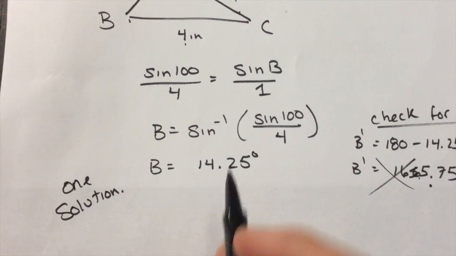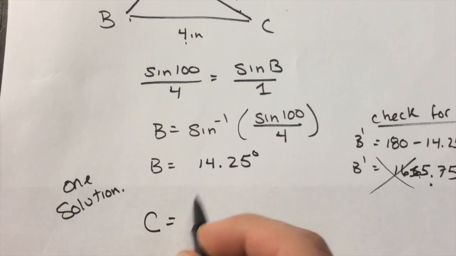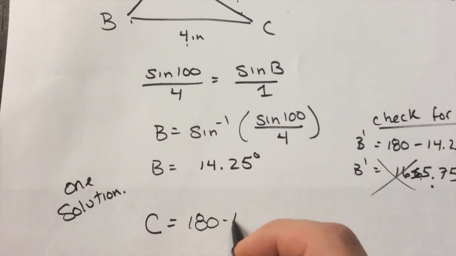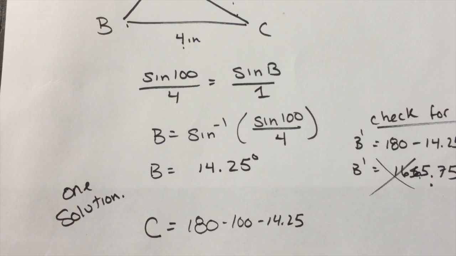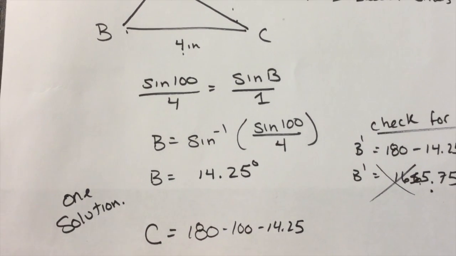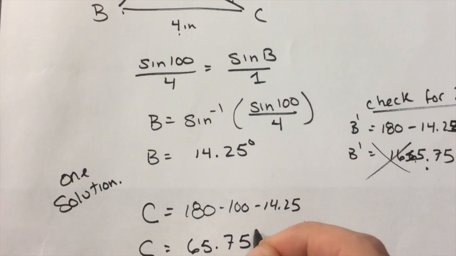So with one solution, we already have B, so I can find C from here. C is 180 minus 100 minus 14.25. So if I type that in, I get 180 minus 100, which is 80, minus 14.25. So C equals 65.75 degrees.